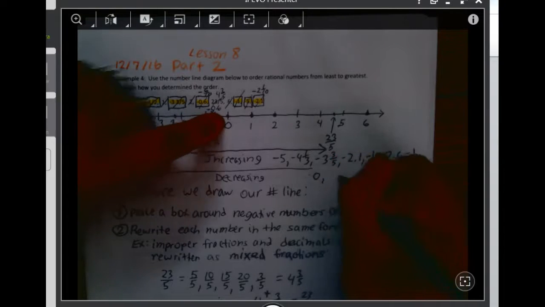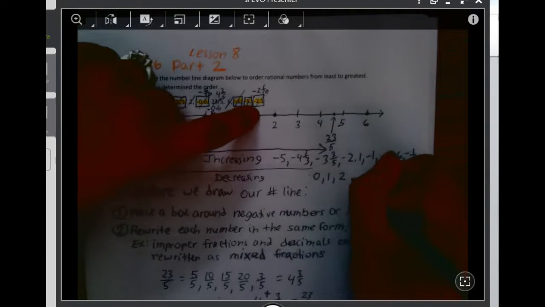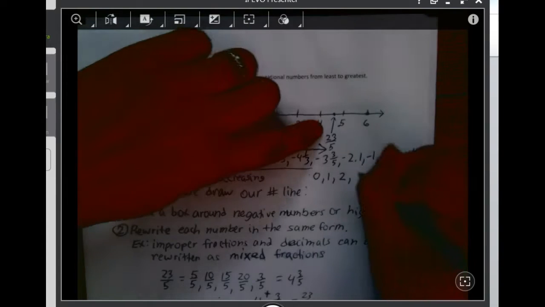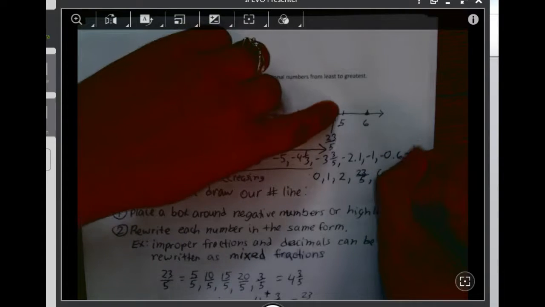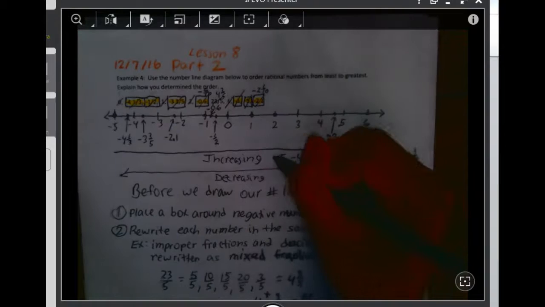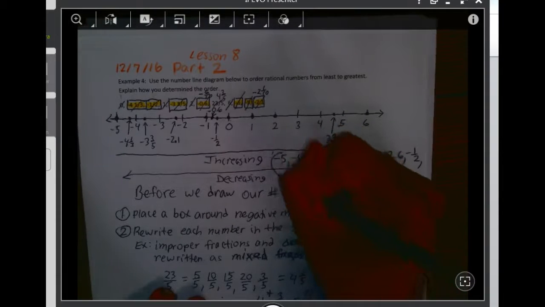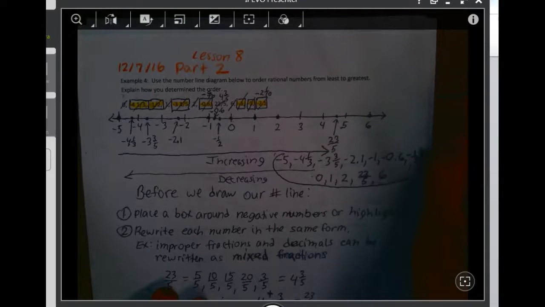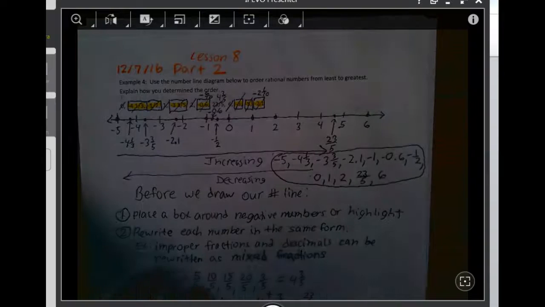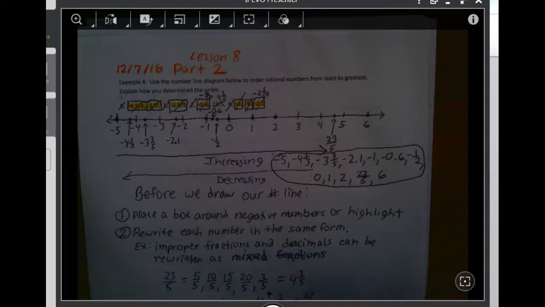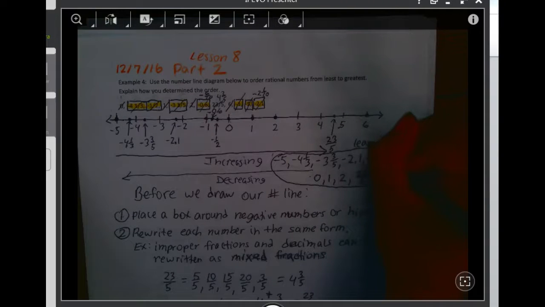0, 1, 2, 23/5, and 6. Notice that when I rewrote the answers, I made sure to write them in the original form they were in the problem. Okay, so we have all of our numbers listed from least to greatest.